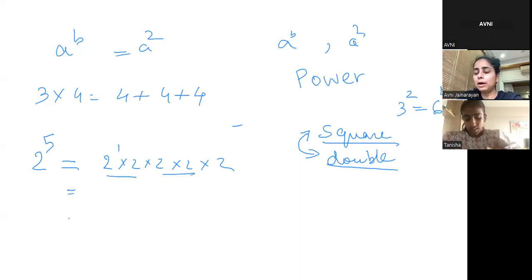Now see how I am solving it. Look here. I have made 2 groups. So 2 times 2 is 4. This is also 4. Now 4 times 4 is 16. And double of 16 is 32. So the answer is 32.